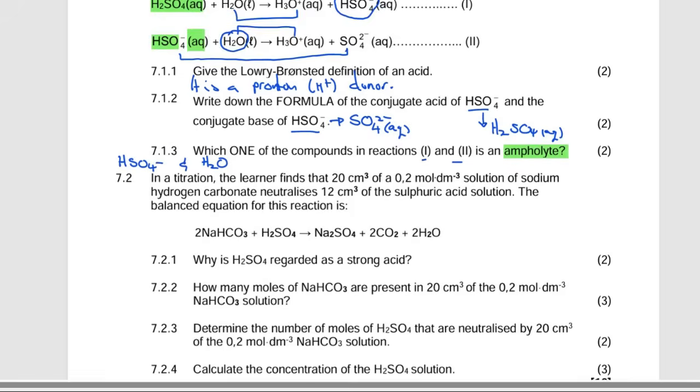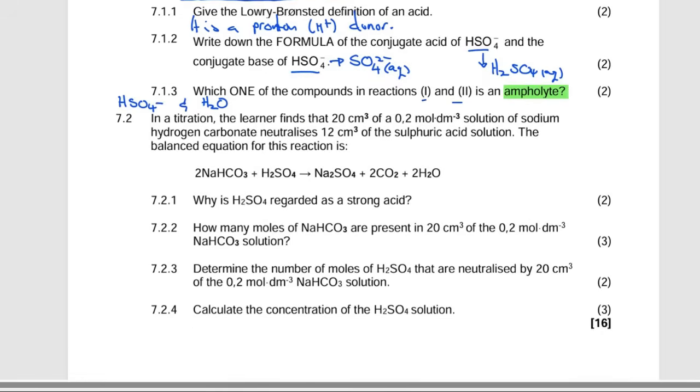Then to proceed to the next part, which is 7.2. So 7.2 reads, in the titration, the learner finds 20 cubic centimeters of 0.2 mole per dm cubed solution of sodium hydrogen carbonate neutralizes 12 cubic centimeters of the sulfuric acid solution. Then the balanced equation for this reaction is given, right? Now in terms of this, why is H2SO4 regarded as a strong acid? So here, in terms of your reasoning, we are supposed to define a strong acid. So basically, I'm going to define what a strong acid is.